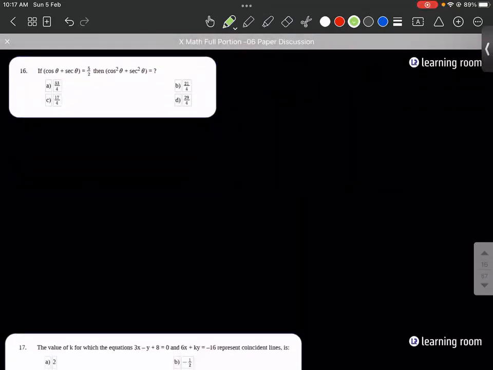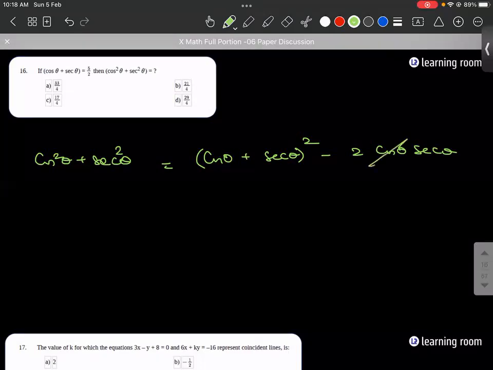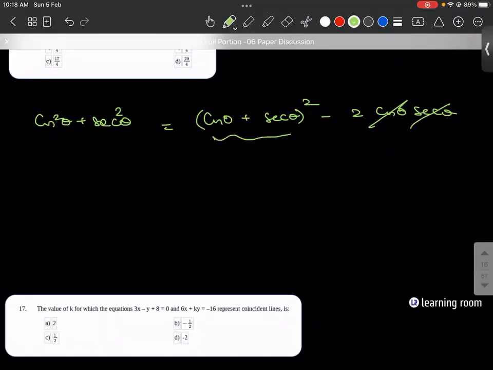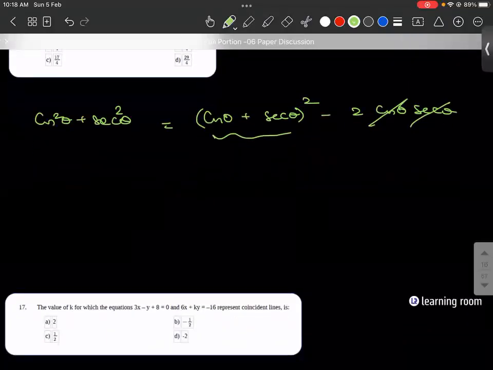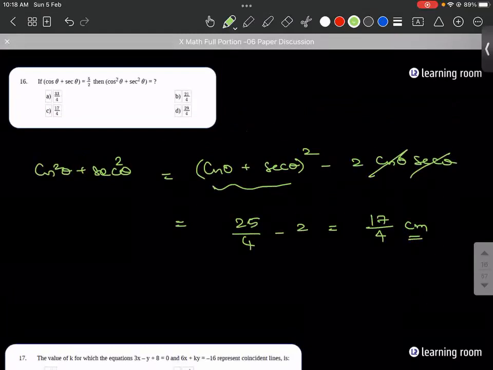So cos theta plus secant theta is 5 by 2. Cos square theta plus secant square theta is how much? It's very simple. You can write it as cos theta plus secant theta the whole square minus 2 times cos theta into secant theta. Am I right? So cos theta into secant theta is 1. Cos theta plus secant theta is already given to us, 5 by 2. So this will be 25 by 4 minus 2. So 25 minus 8 is 17, 17 by 4. And this is the answer.